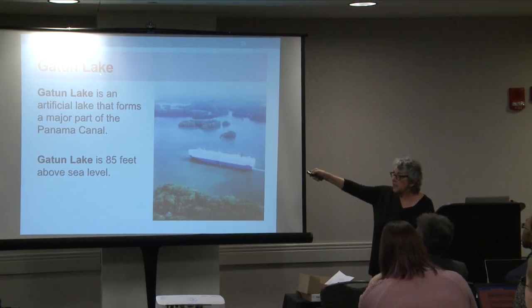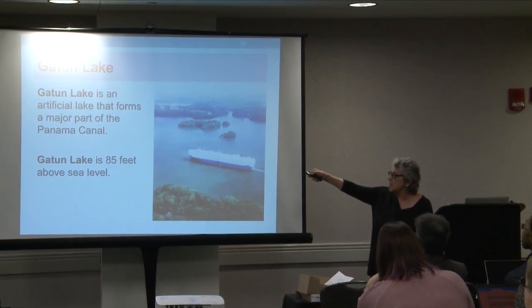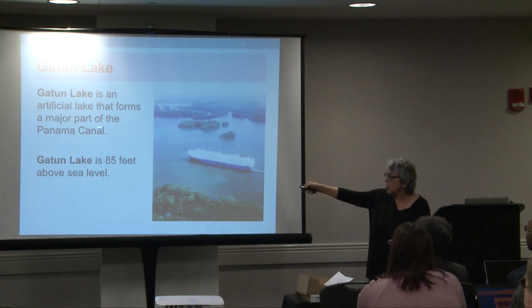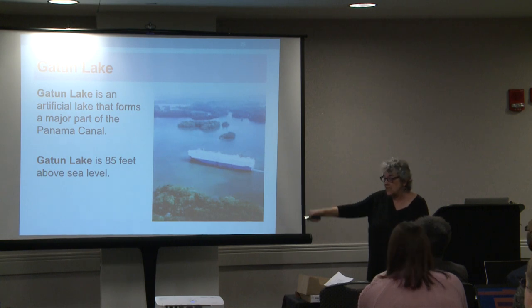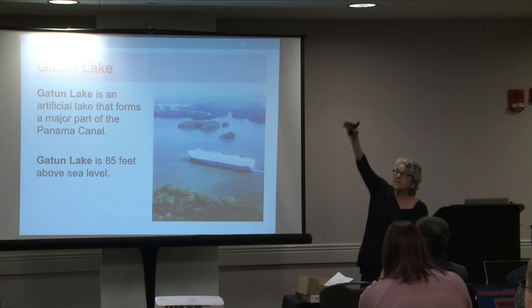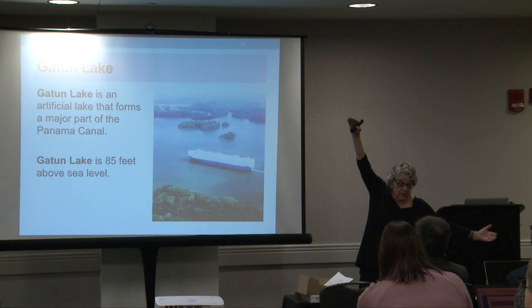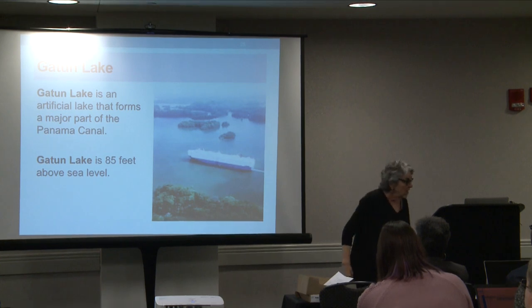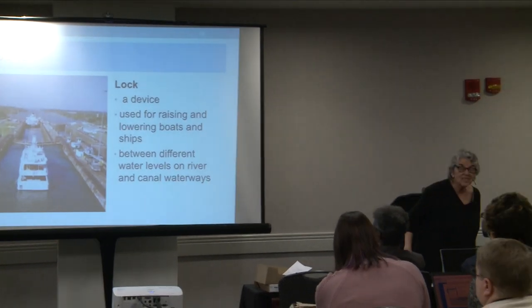Gatun Lake, and I had to check the spelling to work out the pronunciation of it. Read it with me. Gatun Lake is an artificial lake that forms a major part of the Panama Canal. But here's the problem. It is 85 feet above sea level. So here's sea level. It's 85 feet above. So one of the big problems is if a ship comes from sea level, how are they going to get to 85 feet? Well, what they're going to use are locks.